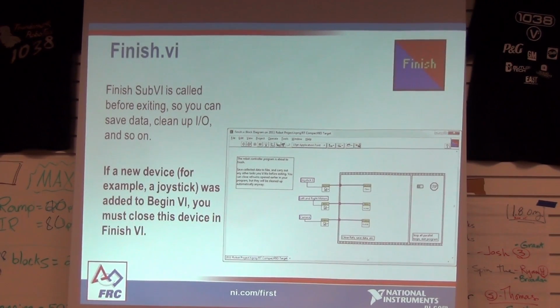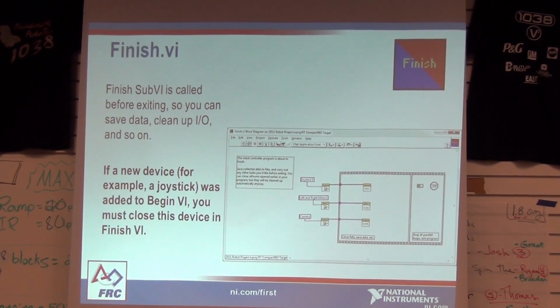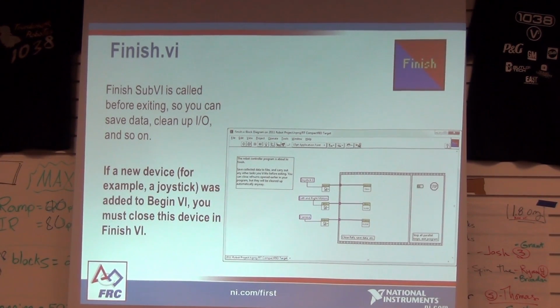Okay, and then there's the finish VI, where you have a begin, where you open your references and assign names to those references, and then you have a finish VI where you close those references because you don't want to leave them open. That's just going to take up memory on your cRIO and cause issues later.